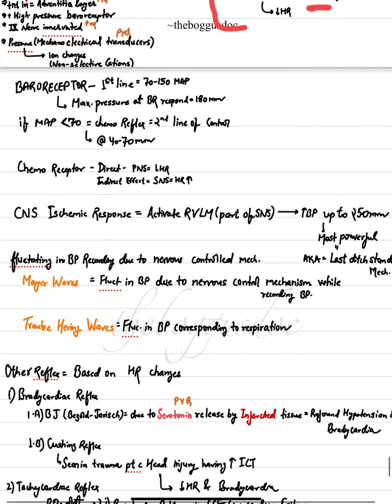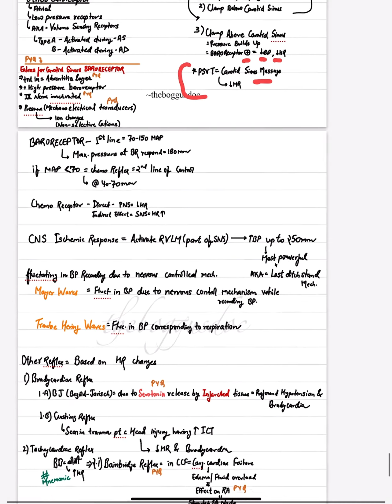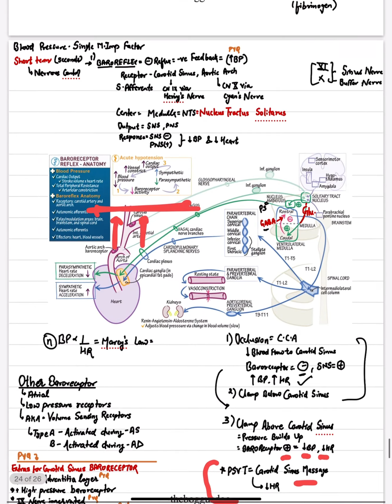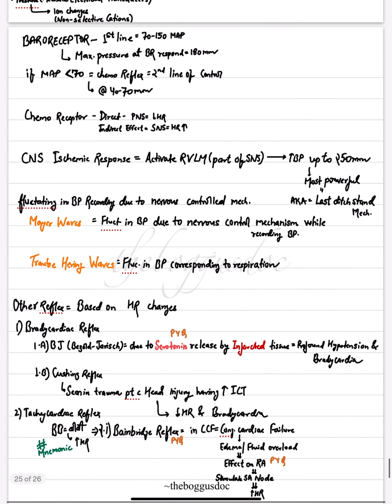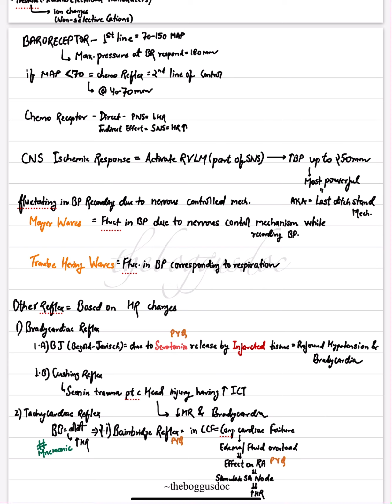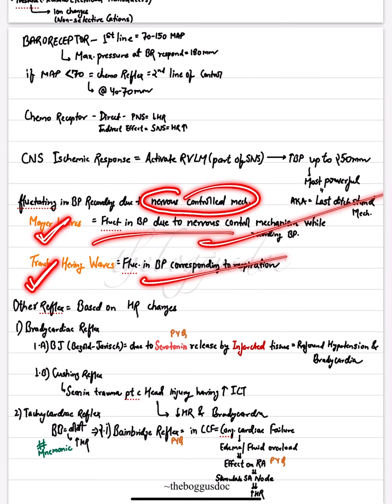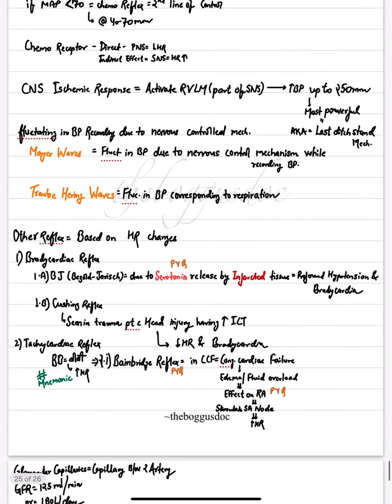Okay. The last response we have is the CNS ischemic response. It activates the RVLM, a part of the sympathetic nervous system, the rostral ventrolateral medulla, that increases BP up to 250 mmHg. It is the most powerful and is also known as the last resort. Okay, because someone is dying and you have to give blood to all parts of the body. So fluctuation in BP recording in the nervous control mechanism is by two waves, Mayer waves and Traube-Hering waves. Just remember it by yourself.